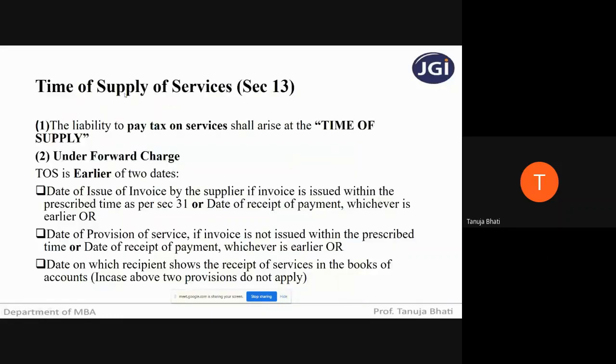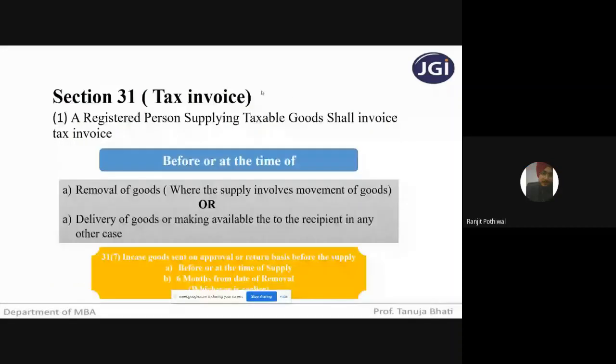Next, let us see time of supply of services section. Yes, student? Ma'am, some students are waiting outside. Okay.